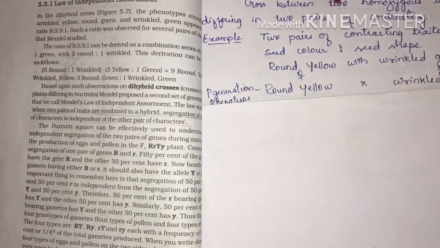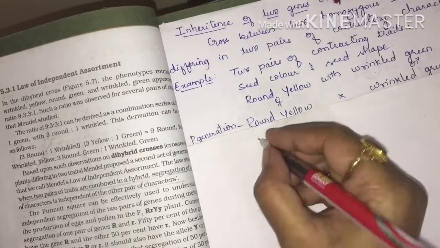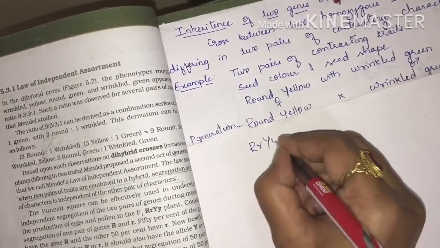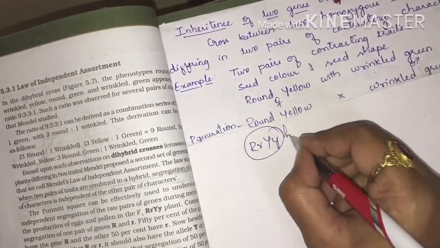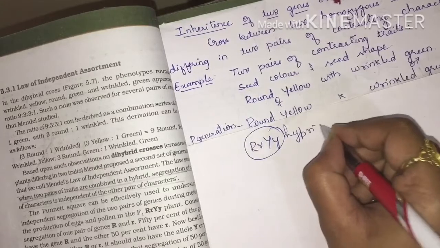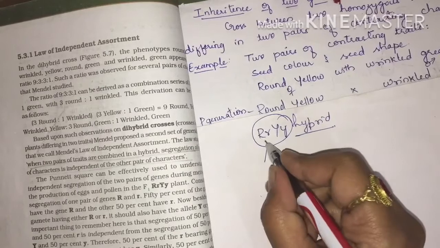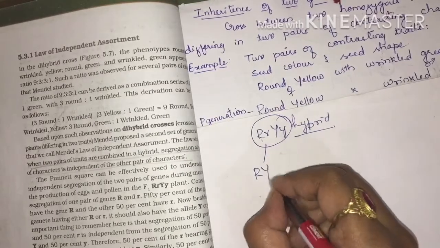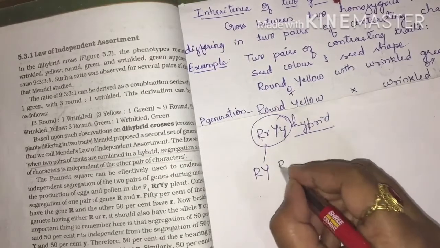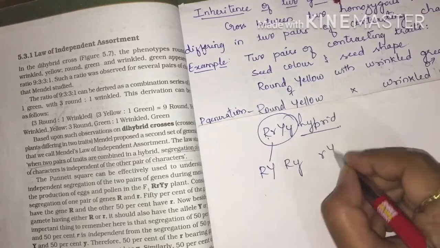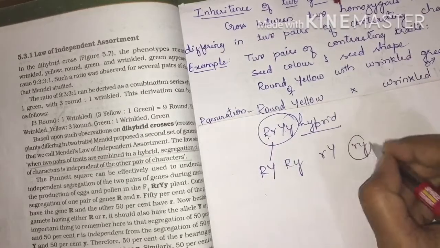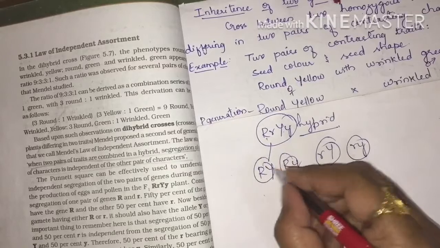Fine. Now what we said: capital R, small r, capital Y, small y. This we have got as the hybrid in the F1 generation in the previous cross, which we have drawn just now. Now, what gametes have we said? Capital R is combining with capital Y, capital R with small y, small r with capital Y, small r with small y. We said something like this.